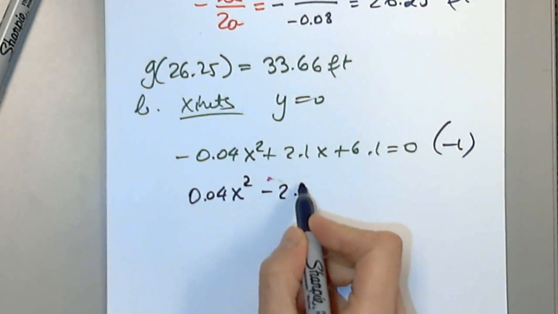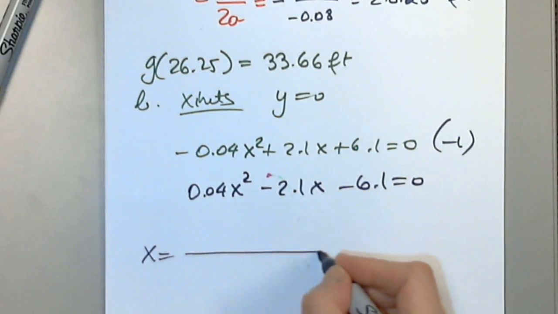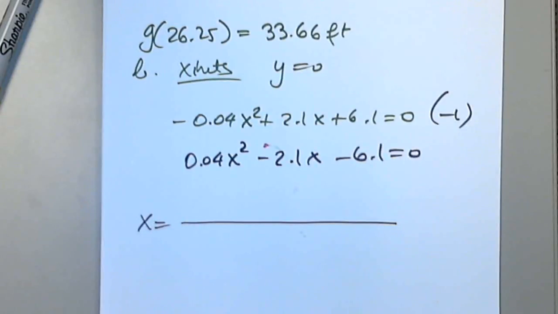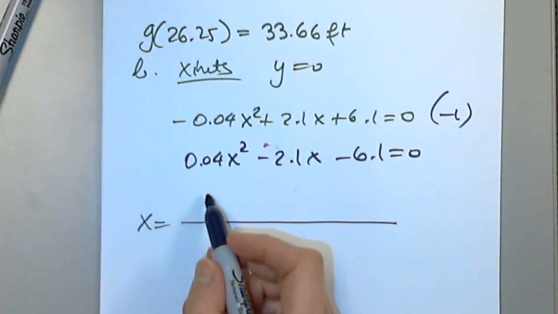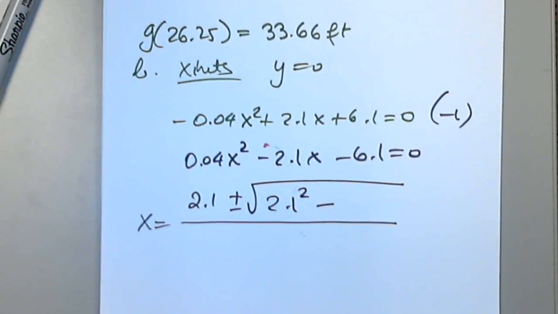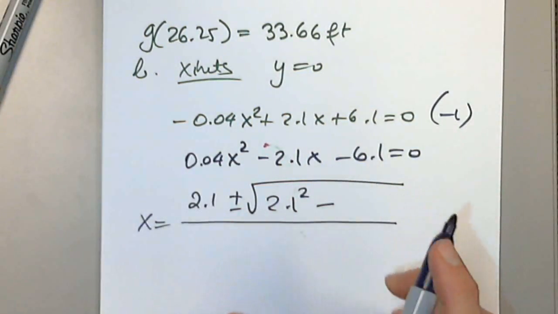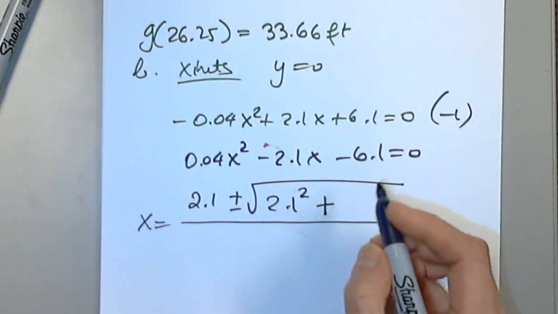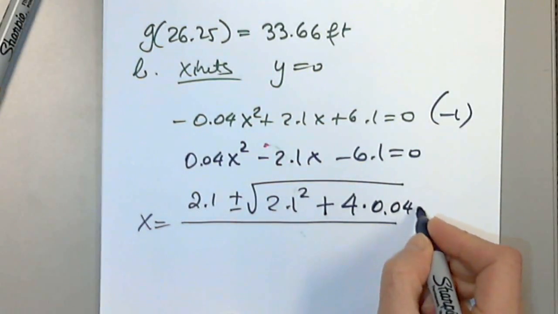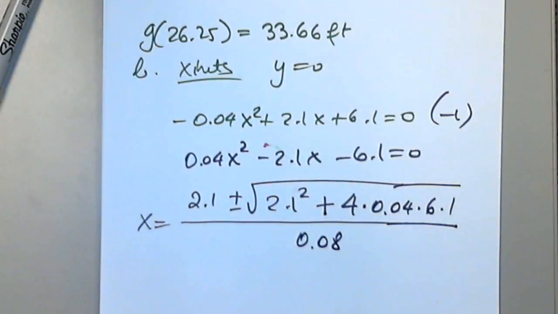But it's the same thing. You are correct. Very good. Only now I will use the quadratic formula. Negative b, plus or minus the square root of 2.1 squared minus 4 times 0.04 times negative 6.1. But since I have two negatives, I'm going to change it to positive. So 4 multiplied by 0.04 multiplied by 6.1, over 2 times a, which is 0.08.